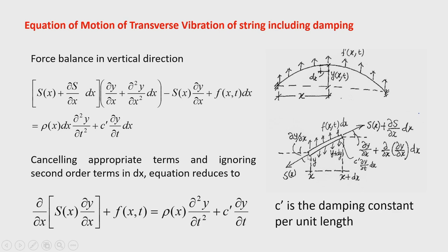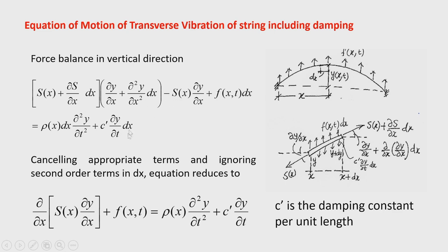It is distributed uniformly in the small element, so we are taking F(x,t) into dx, equal to the inertia force, which is also opposite to the motion. So rho(x) is the density of the material. If I consider the density not to be uniform, then I will write rho as a function of x. So rho(x) dx ∂²y/∂t² is the inertia force on this element, and C' into ∂y/∂t. ∂y/∂t is the velocity, and damping constant into velocity is the damping force per unit length. So I multiplied it by dx. So I get here the damping force and here it is inertia force. So the force balance equation is complete.